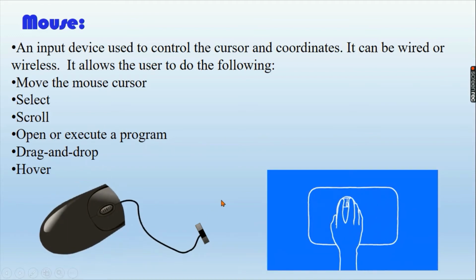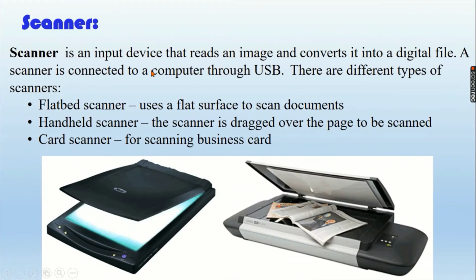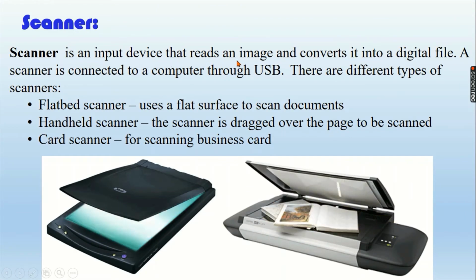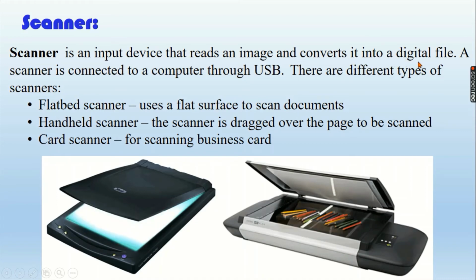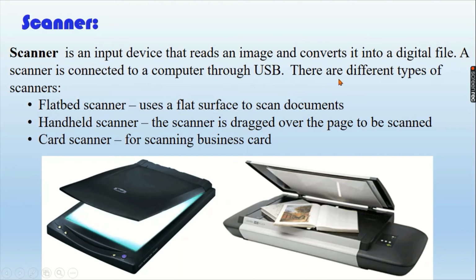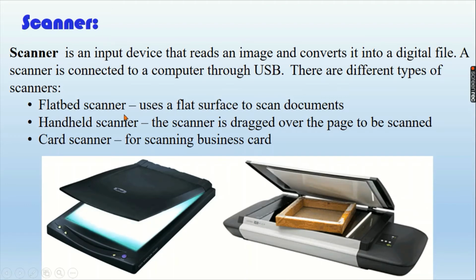Okay students, now let's see which one is the next input device. That is called scanner. Scanner is an input device that reads an image and converts it into a digital file. A scanner is connected to a computer through USB. There are different types of scanners: flatbed scanner, handheld scanner, or card scanner.